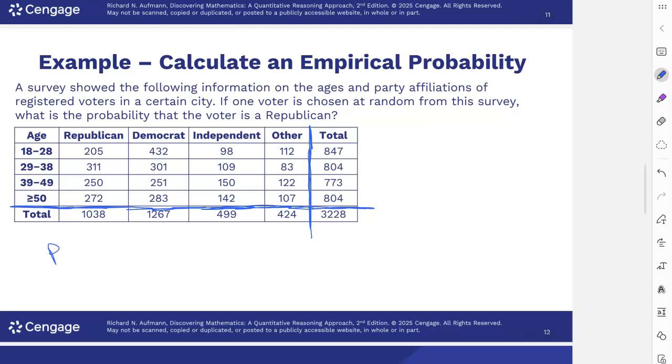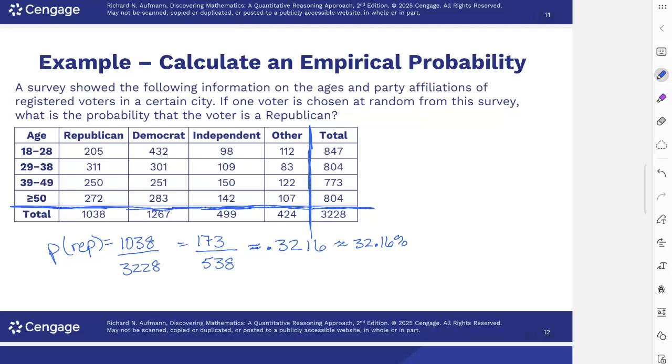So we want to find the probability that the voter is a Republican. So it would be part of our whole. How many Republicans do we have? So that's 1038. And that's out of the total, which is 3,228. And that reduces to 173 over 538. As a decimal, it's about 0.3216, or about 32.16%.